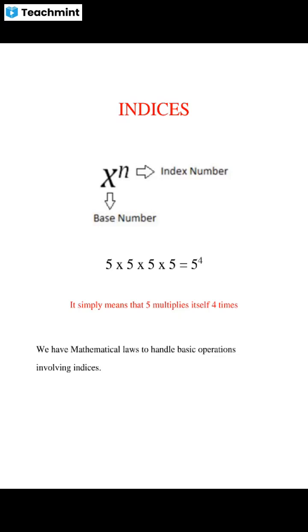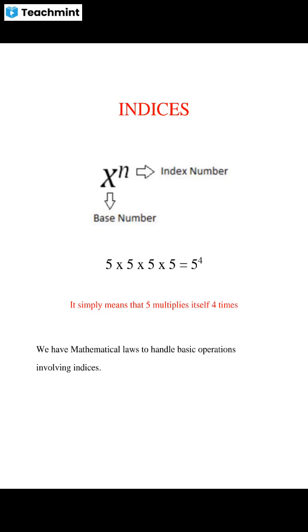Good afternoon, students. Today we want to look at indices. What exactly do we mean by indices? Sometimes we may feel like writing our number in index form. An example is 5 times 5 times 5 times 5. 5 is multiplied by itself 4 times, so we decided to write it as 5 raised to power 4.